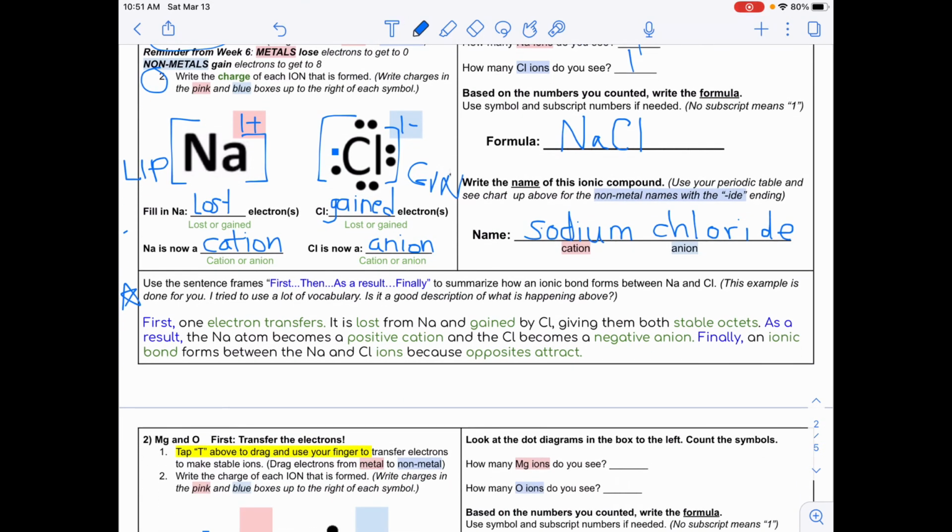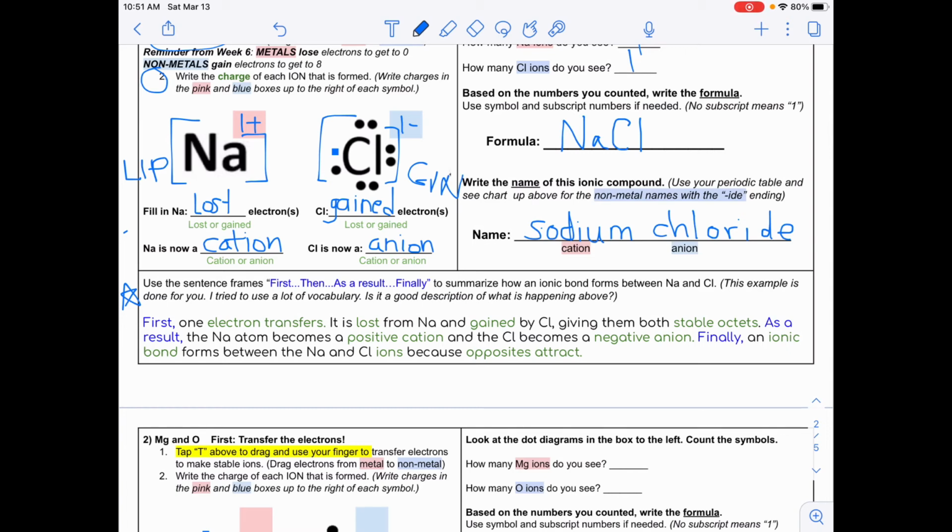It says, first, one electron transfers. It is lost from Na and gained by Cl, giving them both stable octets. As a result, the Na atom becomes a positive cation, and the Cl becomes a negative anion. Finally, an ionic bond forms between the Na and Cl ions because opposites attract.